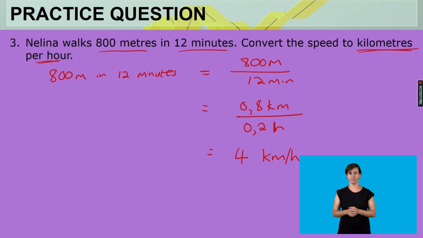So what did I do? I converted my meters to kilometers. I converted my minutes into hours. And thereafter, I divided 0.8 kilometers by 0.2 hours. I've ended with an answer of 4 kilometers per hour. Guys, I hope that's clear to all of you.